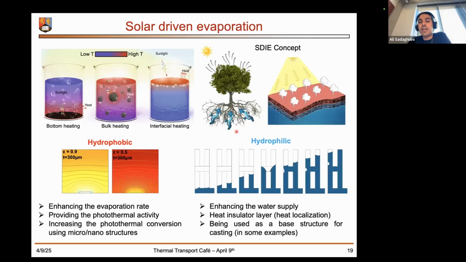If we take advantage of the tree mechanism, which sucks the liquid from the bottom, and we have the evaporation at the top, we can make bilayer structures, which I'm going to discuss in the next slide, where the top layer acts as the photothermal area, which generates the heat and produces the vapor, and the bottom layer acts as the water transportation layer, which basically provides liquid for the evaporation.